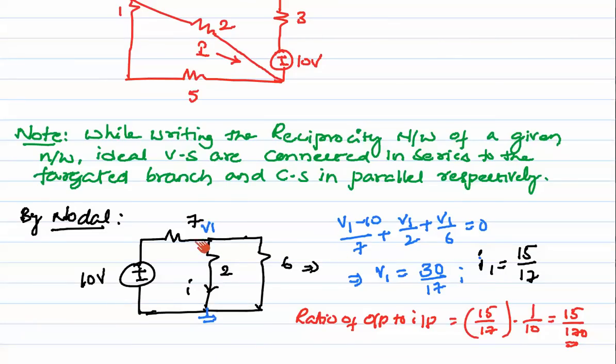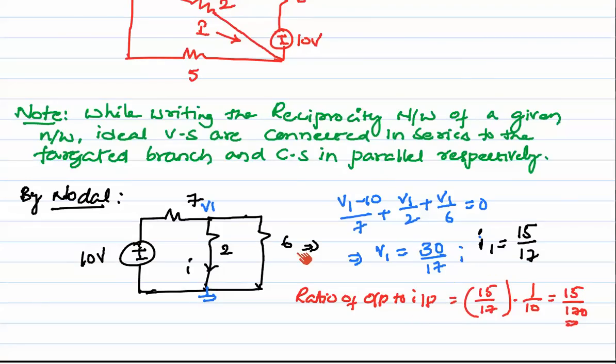So (V1 minus 10) divided by 7, plus V1 by 7, plus V1 by 6 is equal to 0. From this I get V1, and I1 is equal to V1 by 2, so I get this value. The ratio of response to excitation, I by V: I is nothing but 10 by 15 by 17, divided by the excitation, which is 10. So we get this value.